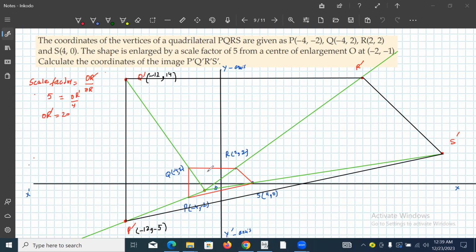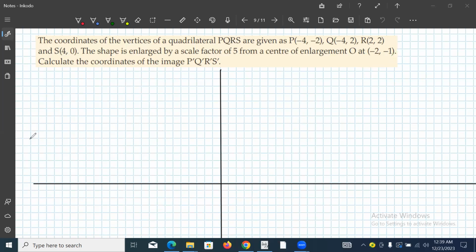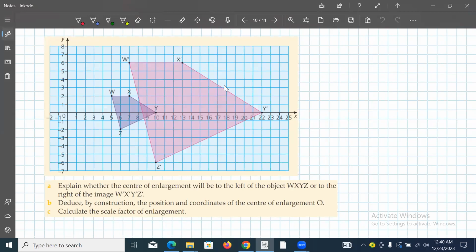Now we solve one question, like when the image and the object are given, how to find the center of enlargement. This is the question. Here we have the image as well as the object, both are given. And remember the first question they ask: what do you think the center of enlargement will be, to the left? So yes, of course, left.